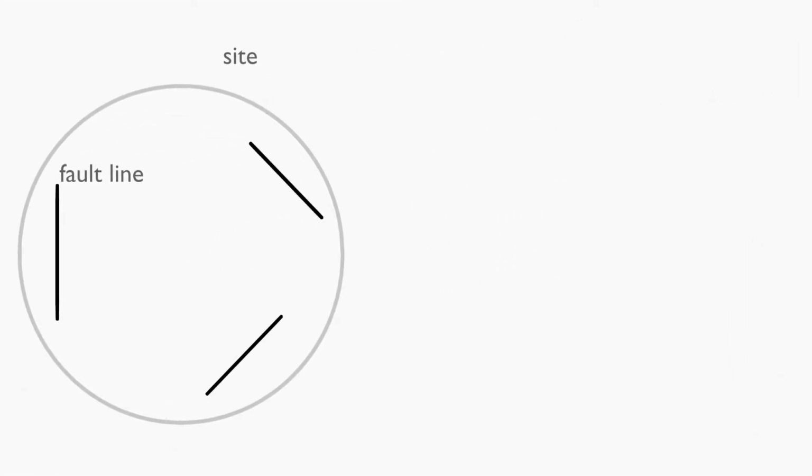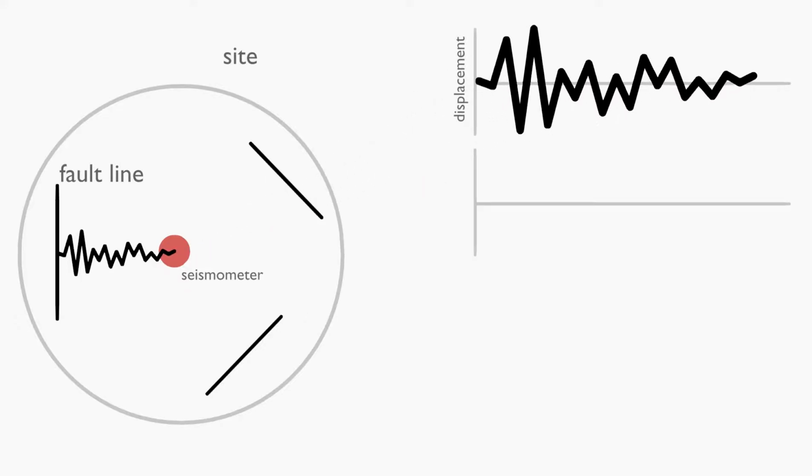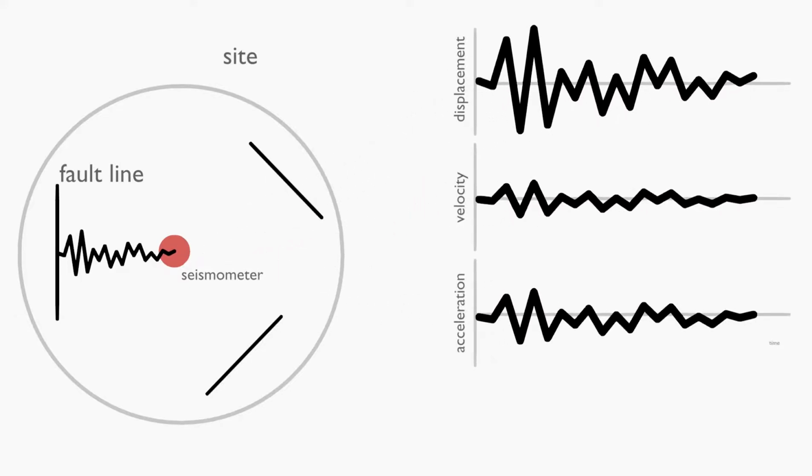Earthquakes happen due to movement of ground along the fault lines. This movement results in a release of energy that travels through the earth in the form of waves. It is recorded at a particular site with the help of a seismometer. The seismometer gives us a record of the movement of the ground in terms of displacement, velocity, and acceleration over time. This record is termed as time history.